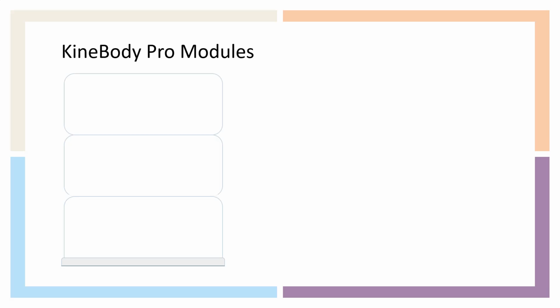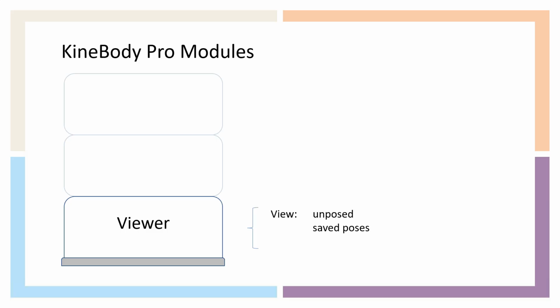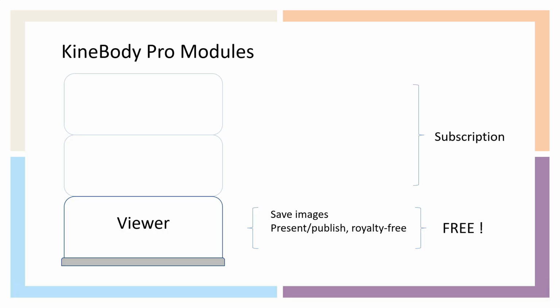KineBody Pro has a modular structure, so you can choose the parts you need. KineBody Pro Viewer is our base module. It allows you to view various types of KineBody content, including unposed bodies, saved pose files, and saved animations. Plus, you can present or publish graphic content royalty-free, as described in our liberal copyright license. And best of all, the KineBody Pro Viewer module is free. Other modules are available as subscriptions.